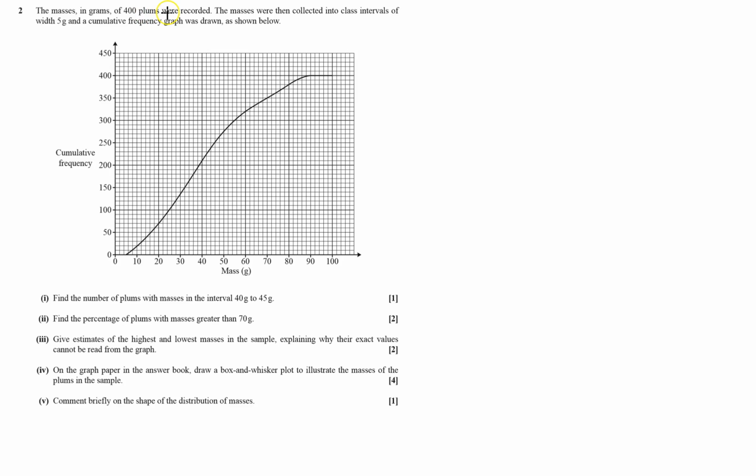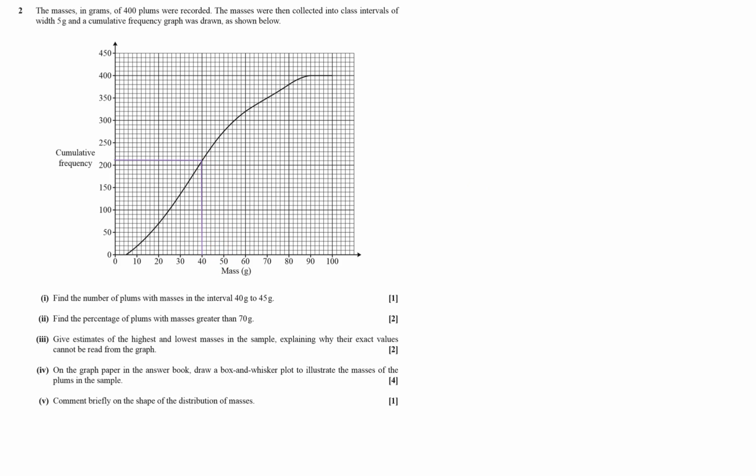So these masses of 400 plums were recorded. They're in class intervals of width 5 grams. Cumulative frequency means less than. Number of plums were in the interval of 40 grams to 45. So that means I need to find out how many were less than 40, and that looks like 210.